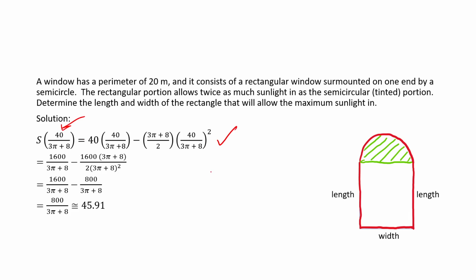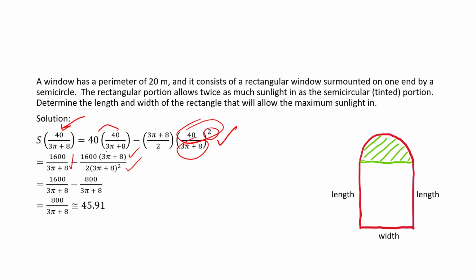gets us to this point here. So we get 40 times 40 is 1600 over 3 pi plus 8. That's not too tough. Distributing here, we get 1600. And so 3 pi plus 8 times 1600 becomes our numerator, and 2 times 3 pi plus 8 quantity squared becomes our denominator.